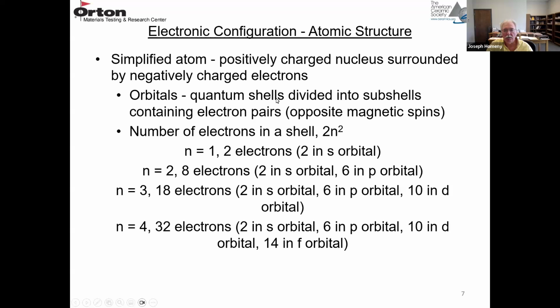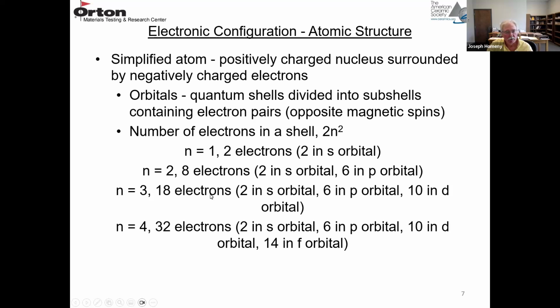Each quantum shell or level is divided into subshells, and these subshells contain electron pairs, and each electron pair has an opposite magnetic spin. So we decided the number of electrons in the shell is 2n squared. For n equals 1, there's 2 electrons, and those 2 electrons are in an s suborbital. N equals 2, there's 8 electrons. The first 2 electrons go into an s suborbital, and then 6 additional electrons go into the p suborbital.